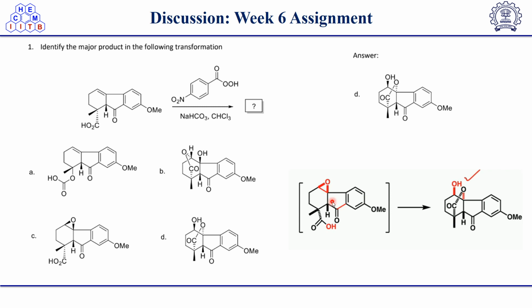And like this, it will be forming. First the peroxy acid will form the epoxide at this alkene, so this will be the intermediate, and intramolecularly this will go and attack this, and this epoxide ring will open to give this product. So option D will be the correct answer.